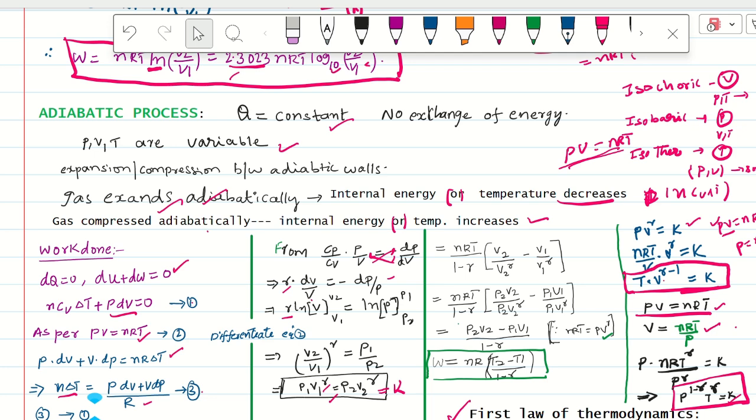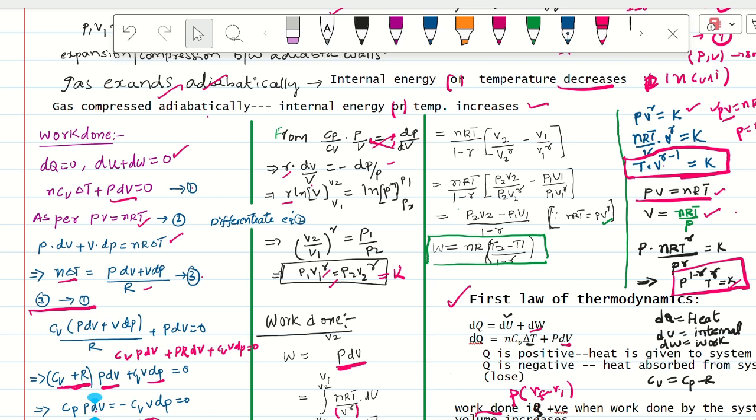Internal energy also decreases. Temperature decreased means T2 minus T1, nCv delta T is the change in internal energy. That is also decreased. When the gas is compressed, then internal energy and temperature both increase. So in this adiabatic process, for our ideal gas, how are P and V related, how are T and V related, and how are P and T related? That we are going to discuss now: the relation between TV, PT, and PV in an adiabatic system.